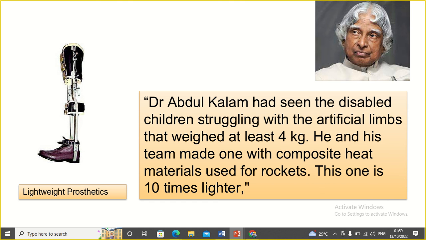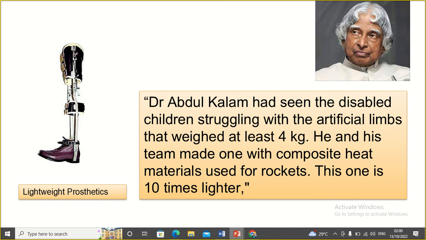The composite material used in developing this lightweight prosthetic is used in making rockets. So he adopted that idea in proposing this lightweight prosthetic which can be used by disabled children.